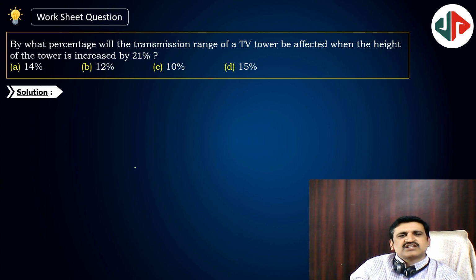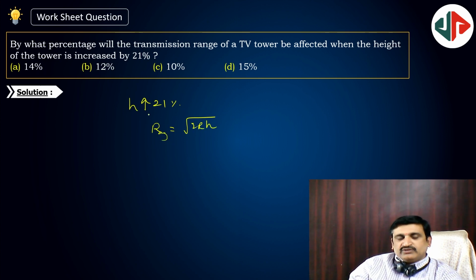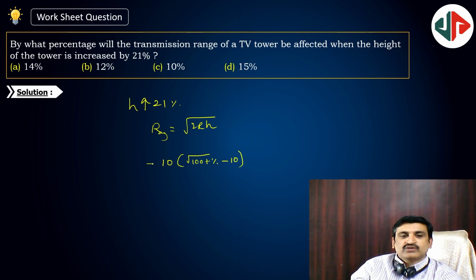What percentage of the transmission range of a TV tower will be affected when the height of the tower is increased by 21%? The height of the tower h is increased by 21%, then the range increases. Range is equal to square root of 2RH, right? So you shouldn't multiply with power. You have to go for another technique: 10 into root over 100 plus percentage, minus 10. Whenever a root is there, you need to use this. 10 into root over 121 minus 10, that is 11 minus 10. So a total of 10% will come for it.